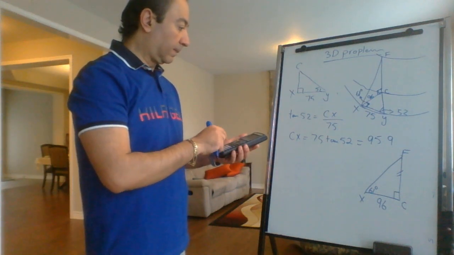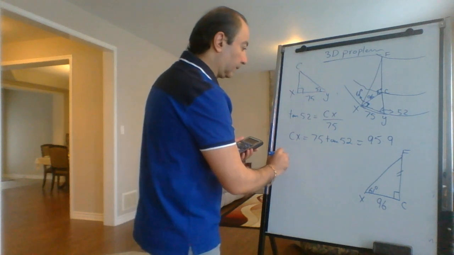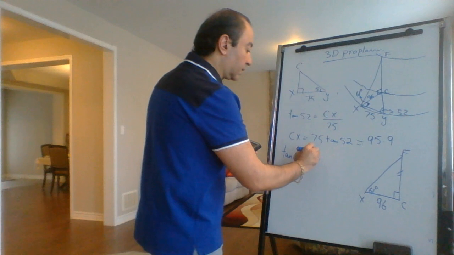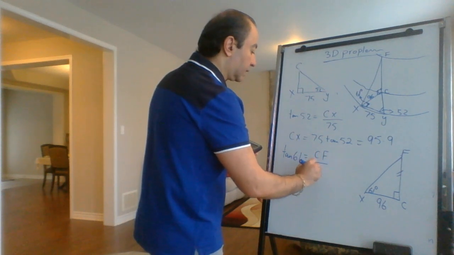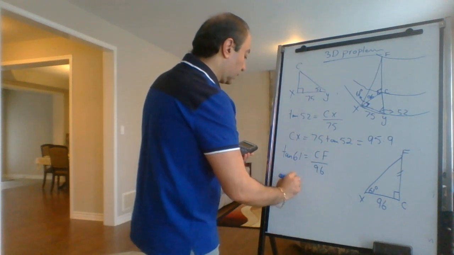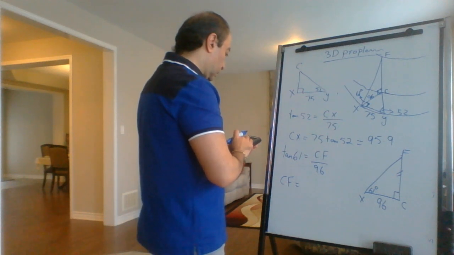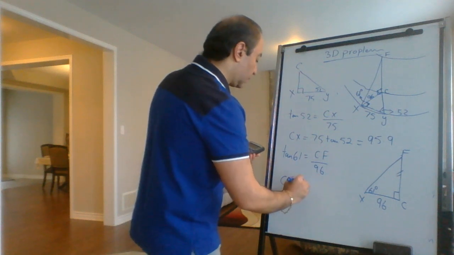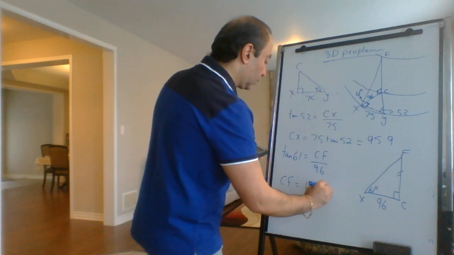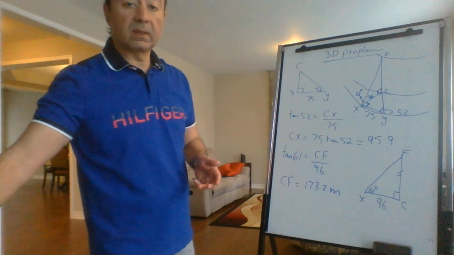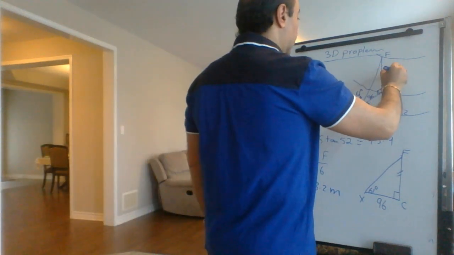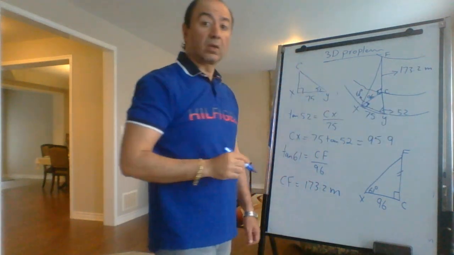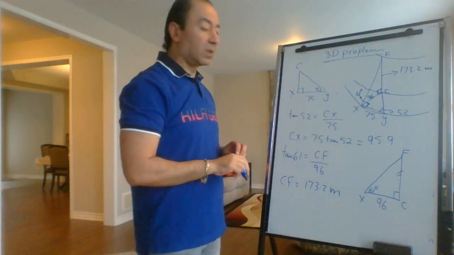So let's say tan 61 equals CF over 96. So CF equals 96 tan 61. Hit enter. 173.2 meters. So we found the height of the cliff, 173.2 meters at the end. So this is how we work with 3D.